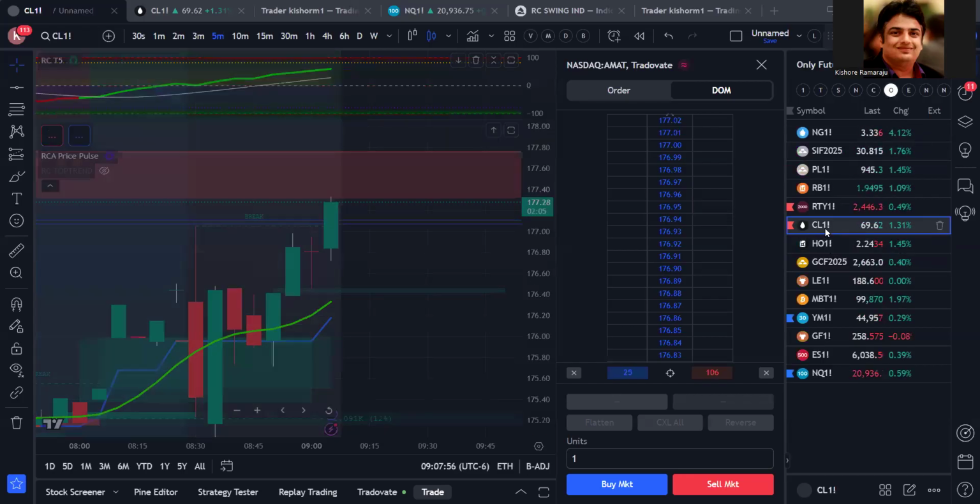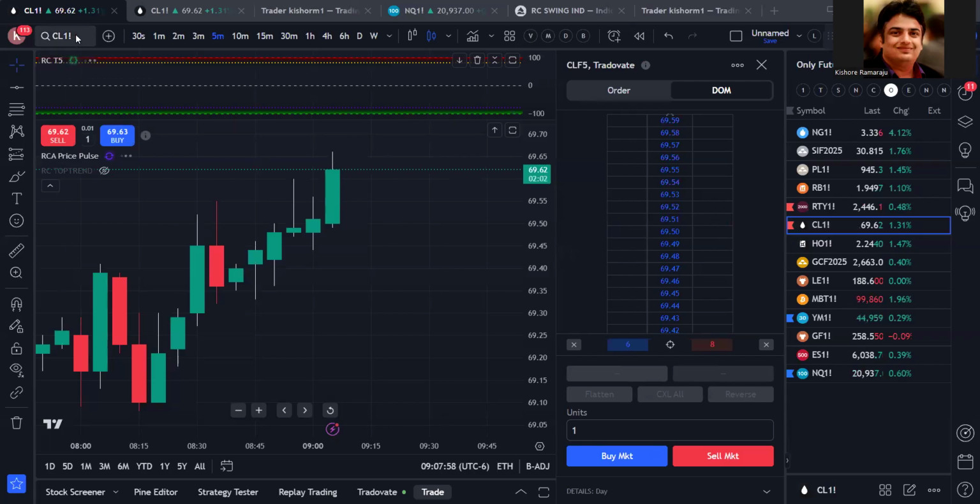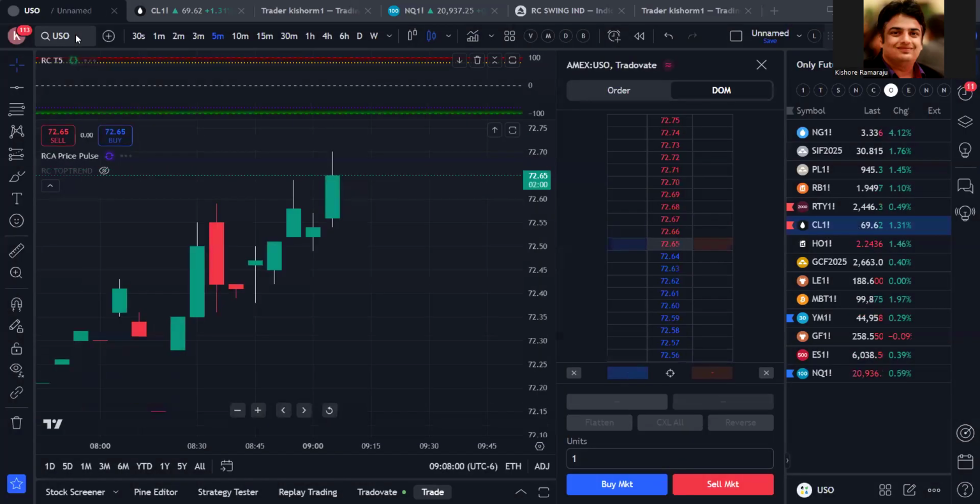Yeah, crude oil is also moving good. This falls.